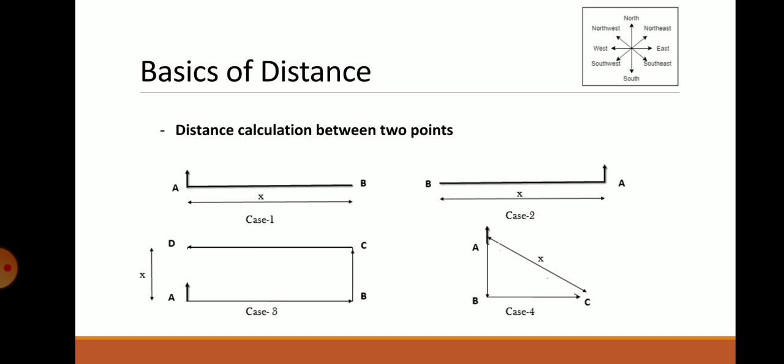Then some basics of distance you must also know for solving the problems. Remember that the distance between the initial and final position must be the shortest distance. It is to be kept in your mind. So for that purpose, we will study distance calculation between two points by four cases.